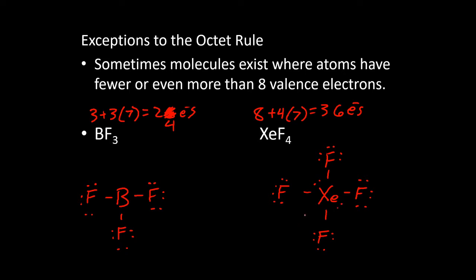We are not, I repeat, we are not going to put double bonds to the fluorines, because if we did that, then the fluorines would also be breaking the octet rule. And it is just the xenon that is going to break the octet rule. In this case, it has 4 more electrons than an octet, but it is capable of doing that. Xenon can do that.